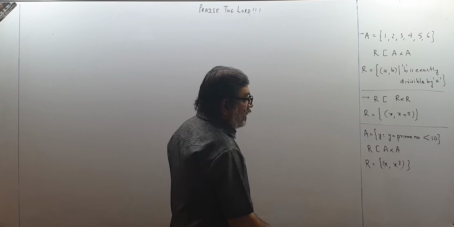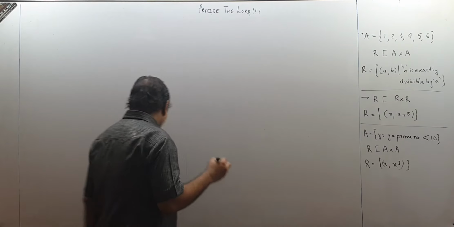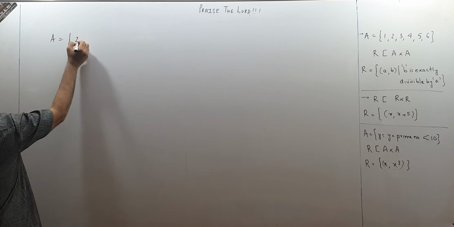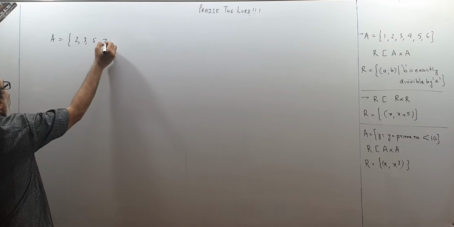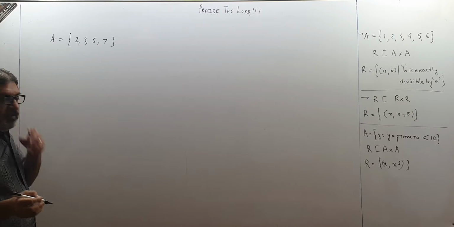Then we have got A containing elements, prime numbers less than 10. So what is A? Prime numbers less than 10 means what? It will be 2, 3, 5, 7. Only these. 9 is not a prime number, please understand. 1 is not a prime number.